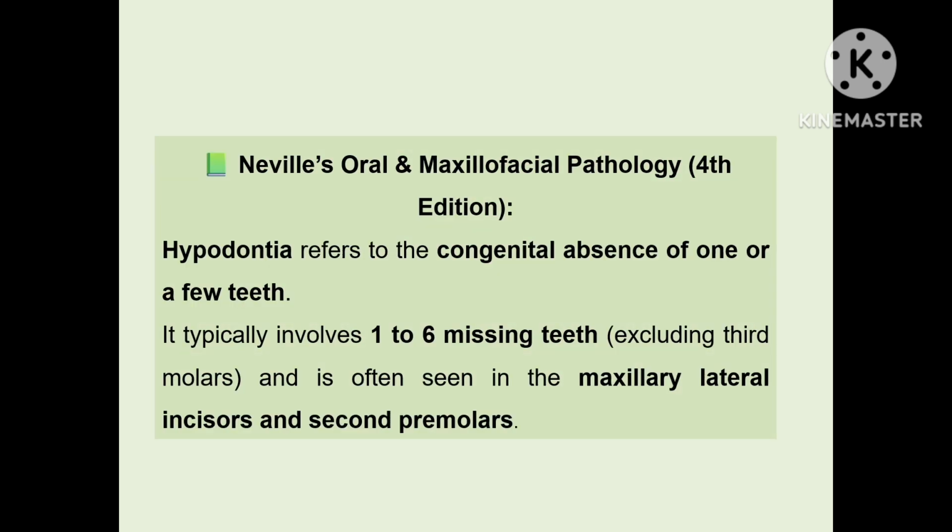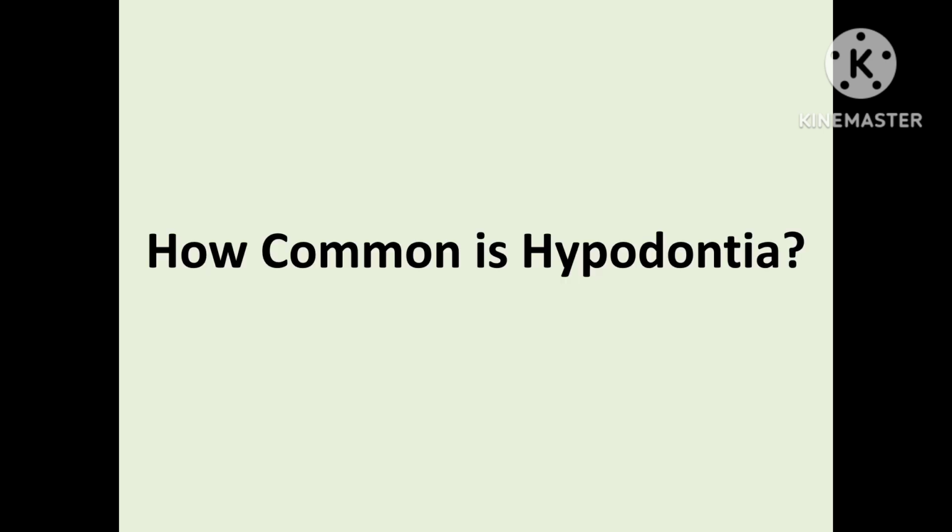On the other hand, Neville's oral and maxillofacial pathology defines hypodontia more specifically as the congenital absence of 1 to 6 teeth, also excluding third molars. Neville highlights that most commonly missing teeth are maxillary lateral incisors and second premolars.